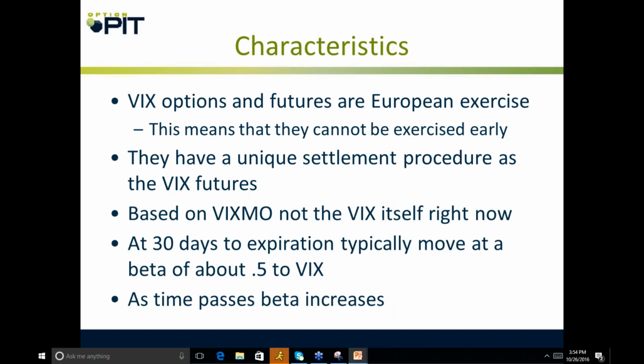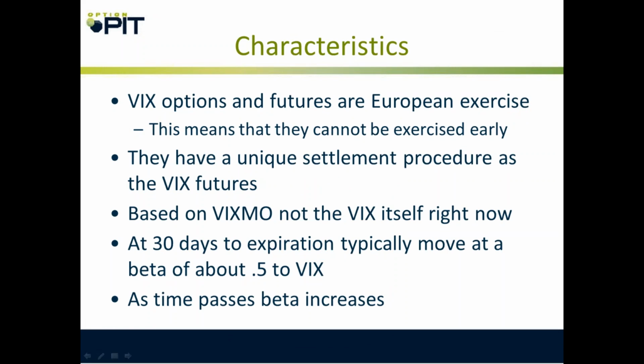All right, so now let's talk about VIX options and futures. VIX options and futures are a European exercise. This means there is no early assignment. They have a unique settlement procedure, all right? And it's based on VIX-MO, not the VIX itself. It's a VRO. At 30 days to expiration, typically VIX will move with a beta of about 0.5 to VIX. As time passes, beta increases.